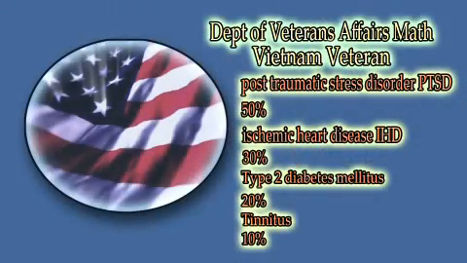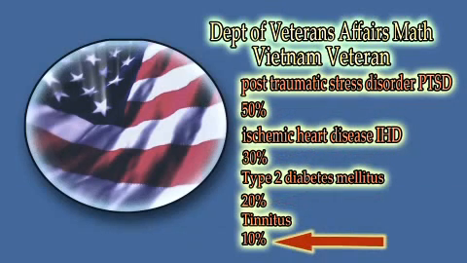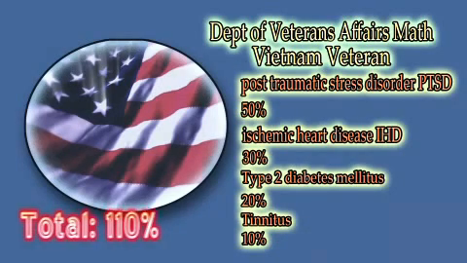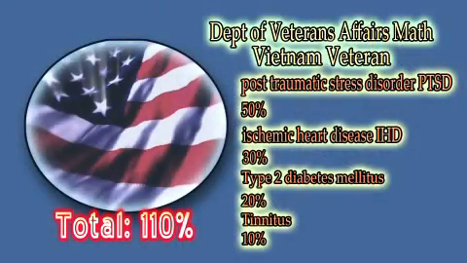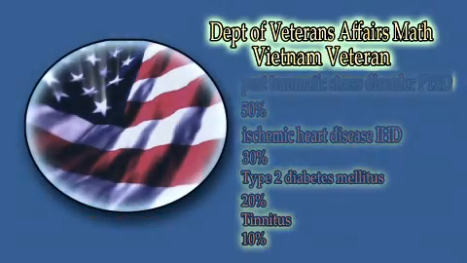We're going to talk about a Vietnam veteran who is service-connected for multiple disabilities: PTSD, ischemic heart disease, diabetes mellitus, and tinnitus. His ratings are 50% for PTSD, 30% for the heart, 20% for diabetes, and 10% for tinnitus. Now, using conventional math, if we add those together, we come up with 110. Okay? However, that's not the way that the VA does math, and therefore our Vietnam veteran is not going to get 110% or even 100% in terms of disability pay from the VA.